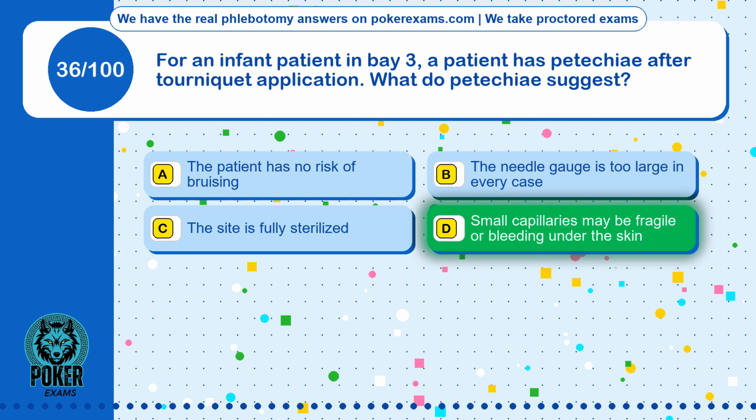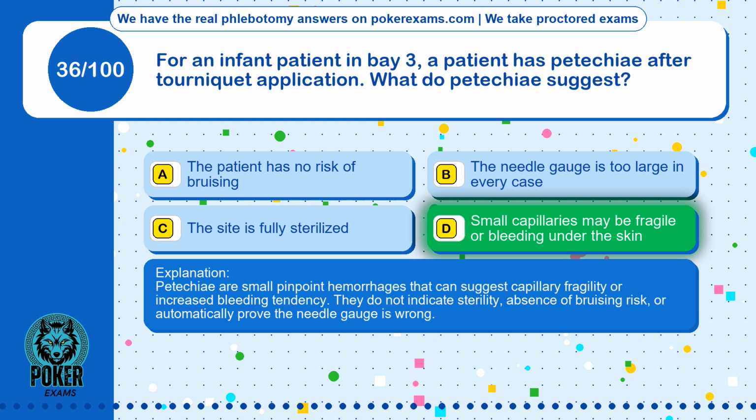The correct answer is option D. Small capillaries may be fragile or bleeding under the skin. Petechiae are small pinpoint hemorrhages that can suggest capillary fragility or increased bleeding tendency. They do not indicate sterility, absence of bruising risk, or automatically prove the needle gauge is wrong.